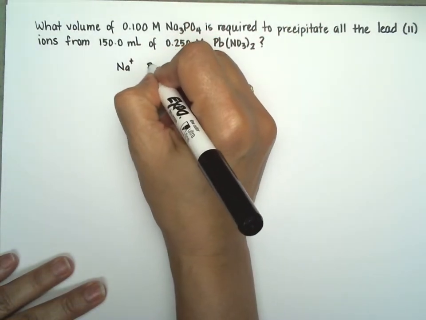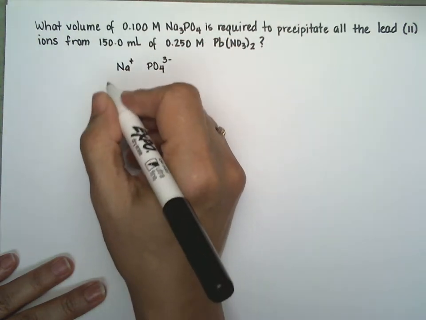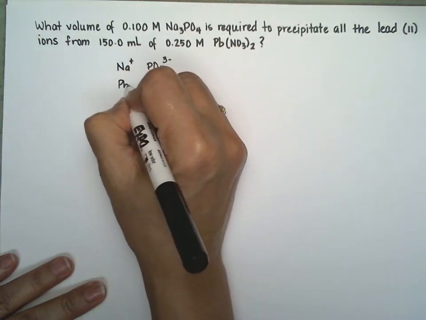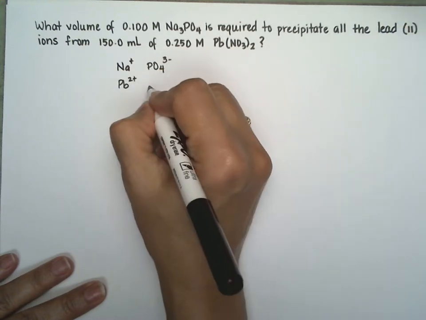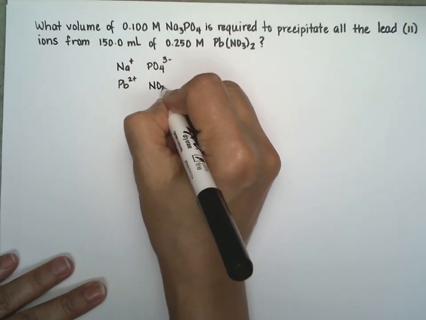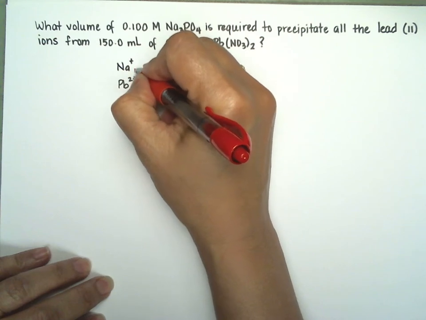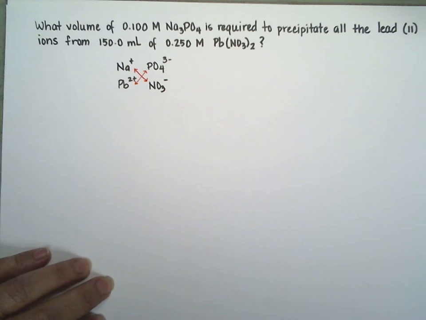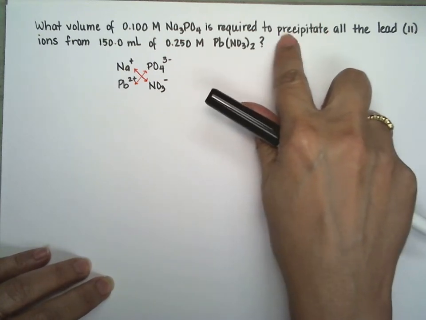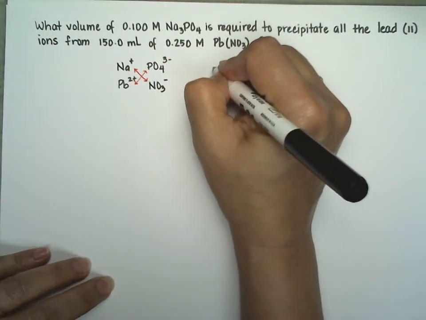So sodium ions and phosphate ions, so this is a 3 minus. Lead is 2 plus, they gave it to us right here. And we have nitrate, which is just negative. All right, like I told you in class, I need you to switch them because this is a precipitation reaction and they say it right here, we need to get a solid. So now we're going to get sodium nitrate.